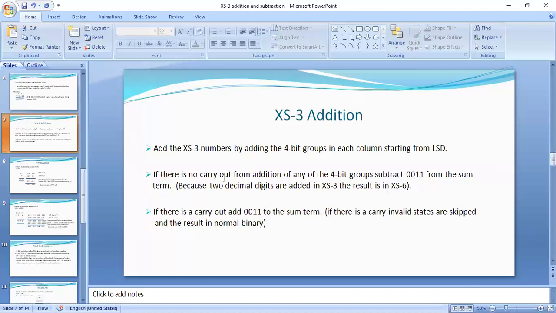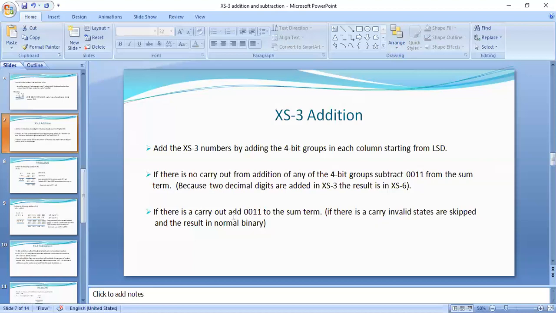For example, if we are adding two XS3 numbers and there is no carry, the result will be in XS6. So what we have to do is subtract 0011 from this XS6 result, so that the result is in XS3. So if there is no carry out from one 4-bit group to another 4-bit group, you have to subtract 0011 from the sum term.